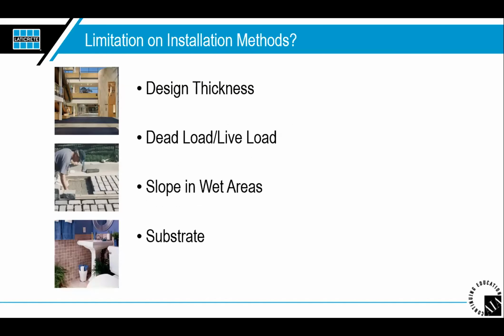The limitation on installation methods, right? So we have the substrate, the slope and wet areas. The TCNA is going to call out that any slope in wet areas needs to be a 1/4 inch of fall per lineal foot. Dead and live load, that's a big deal for balcony scenarios that we've dealt with in the past. And design thickness: how tall can it actually be?